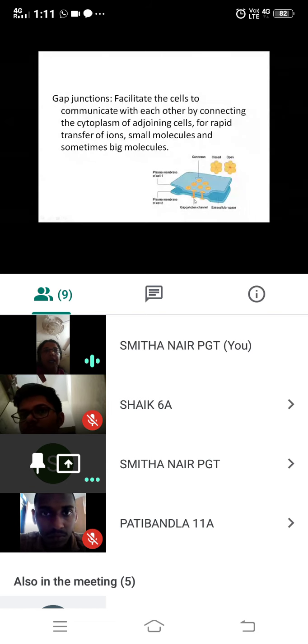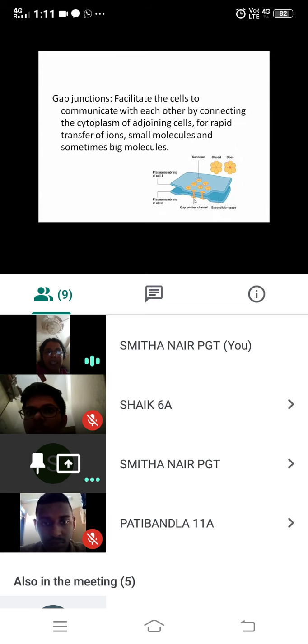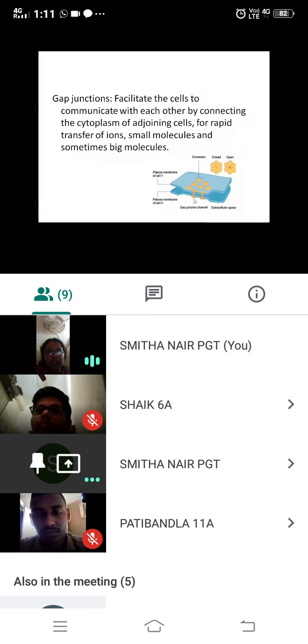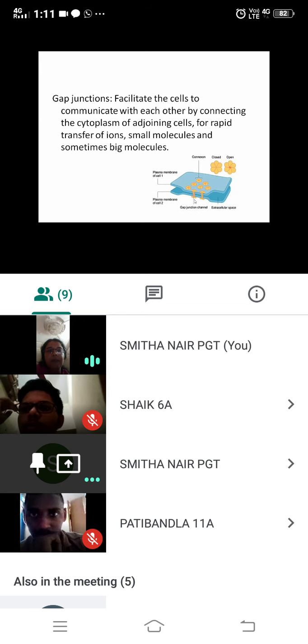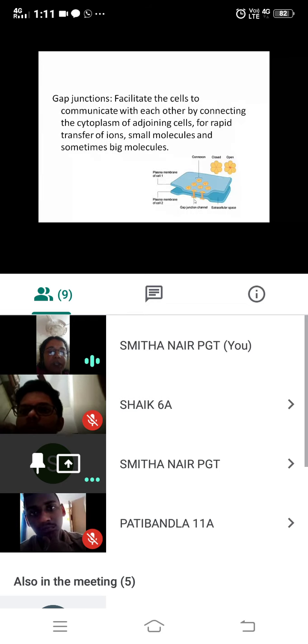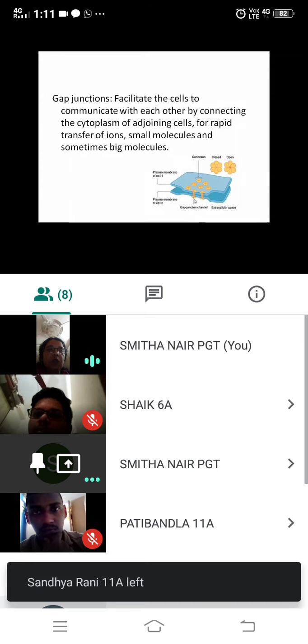Like you may be living in one house and your friend in another house. You can go from your gate into their gate. That is the gap from where you can go to the friend's house. That is the gap junction. So from there movement of ions, molecules and all can take place.